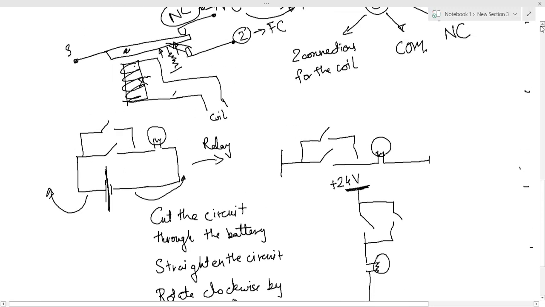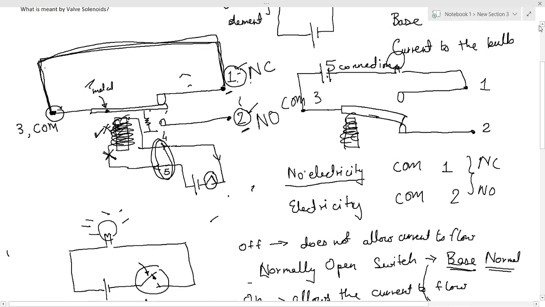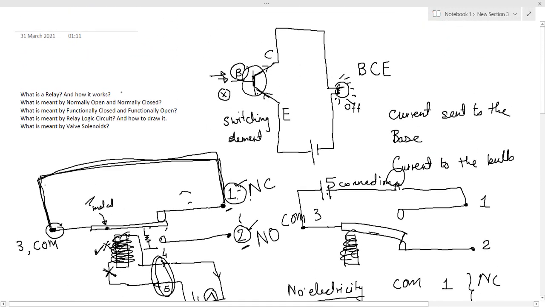So basically right now I have explained to you what a relay is, how it works, what is meant by normally open and normally closed, what is meant by functionally closed and functionally open. NO and NC are types of switches. NO means when nothing is acting on it, the circuit is open. When something starts acting on it, NO becomes FC, functionally closed. NC is normally closed. When there is no force acting on it, the circuit is closed.